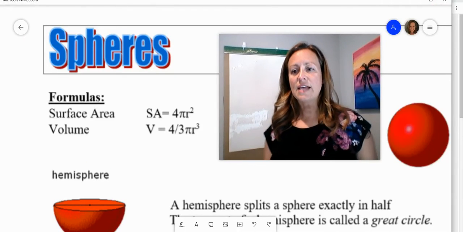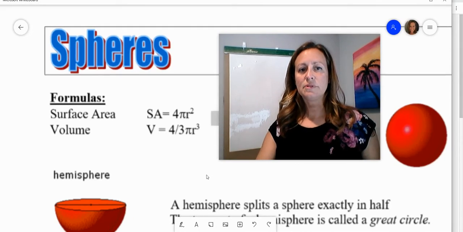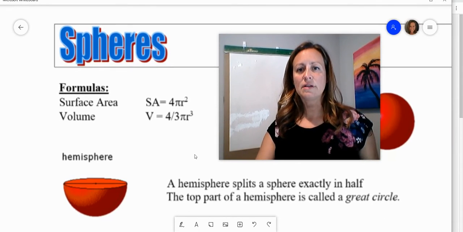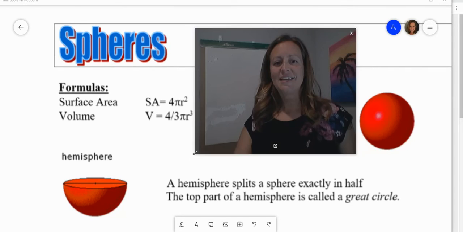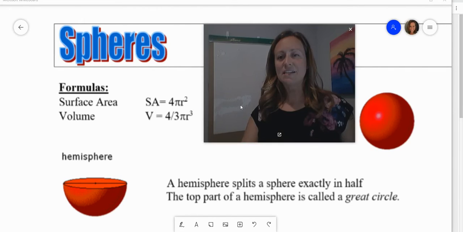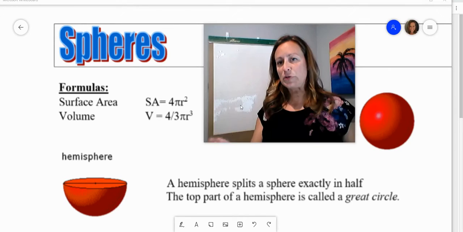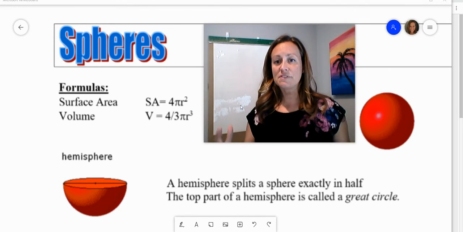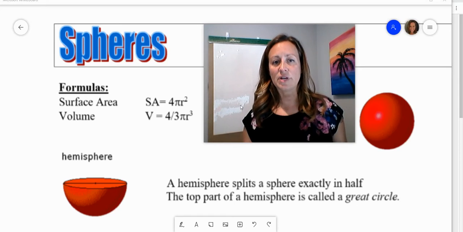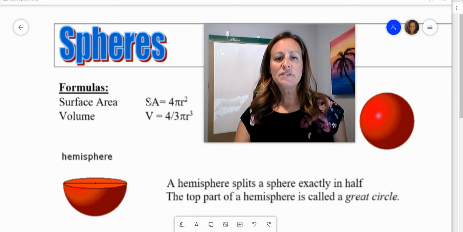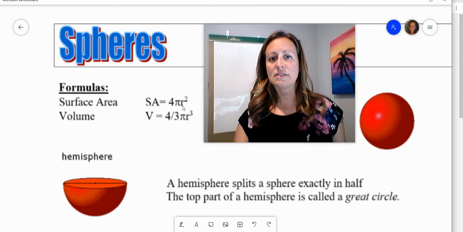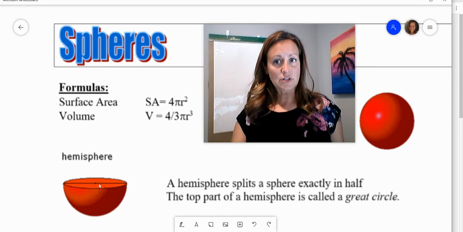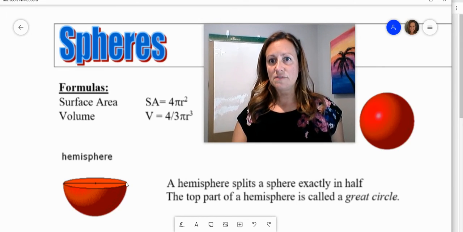All right, the last solid we are going to talk about, this is the 5th one, is the sphere. The sphere is a solid that surrounds a center point. Every point on the surface of the sphere is equidistant from that center point. The surface area of a sphere is just 4 times pi times its radius squared. And the radius would be any segment drawn from the center out to the surface of the sphere.